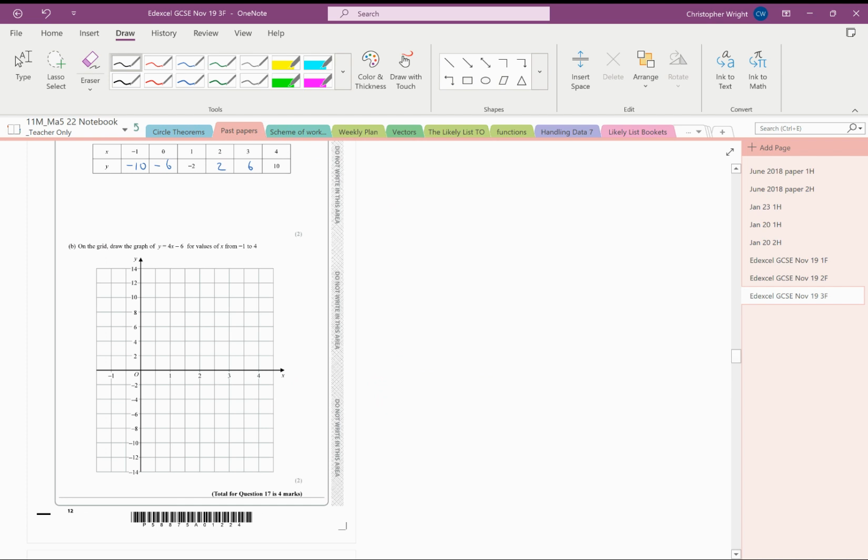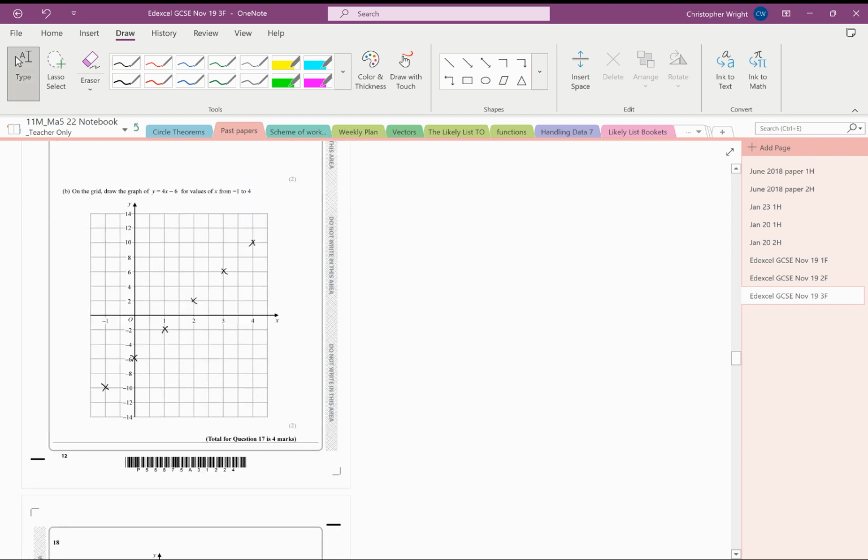So minus 1, minus 10 is down here. Look at the scale on the x-axis and the scale on the y. 0 along, 6 down. 1 along, so look at the scale there, careful with the scale. 1 along, 2 down. 2 along, 2 up. Very careful with the scale. 3 along, 6 up. And 4 along, 10 up.